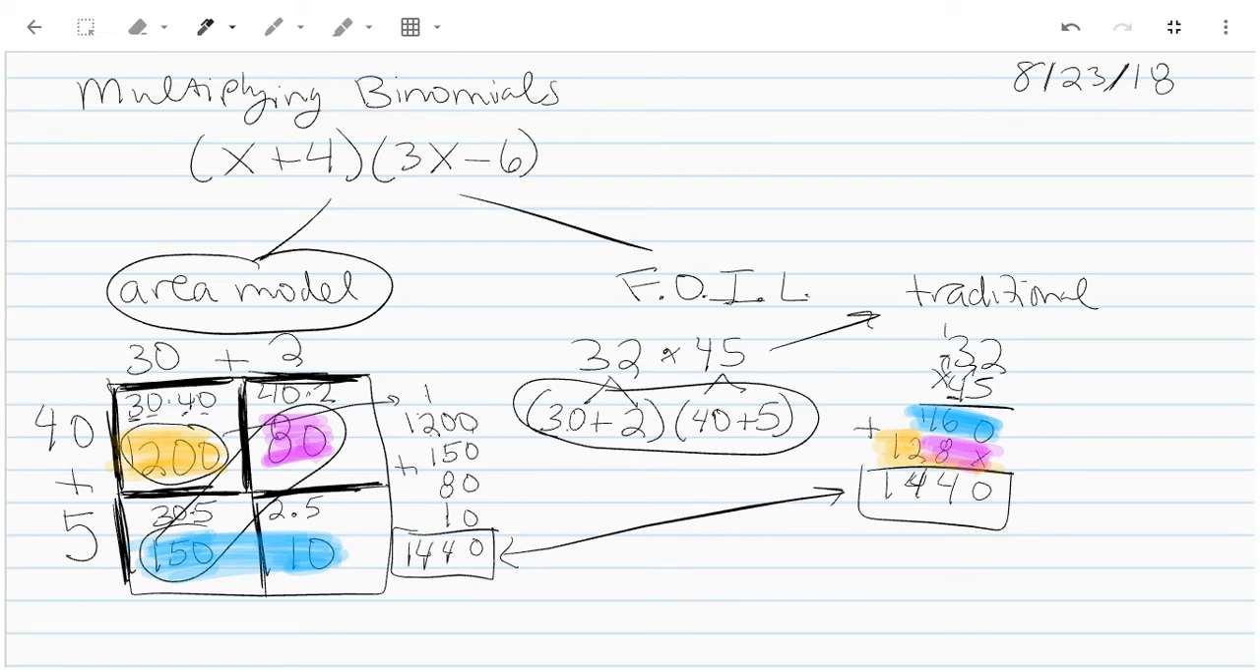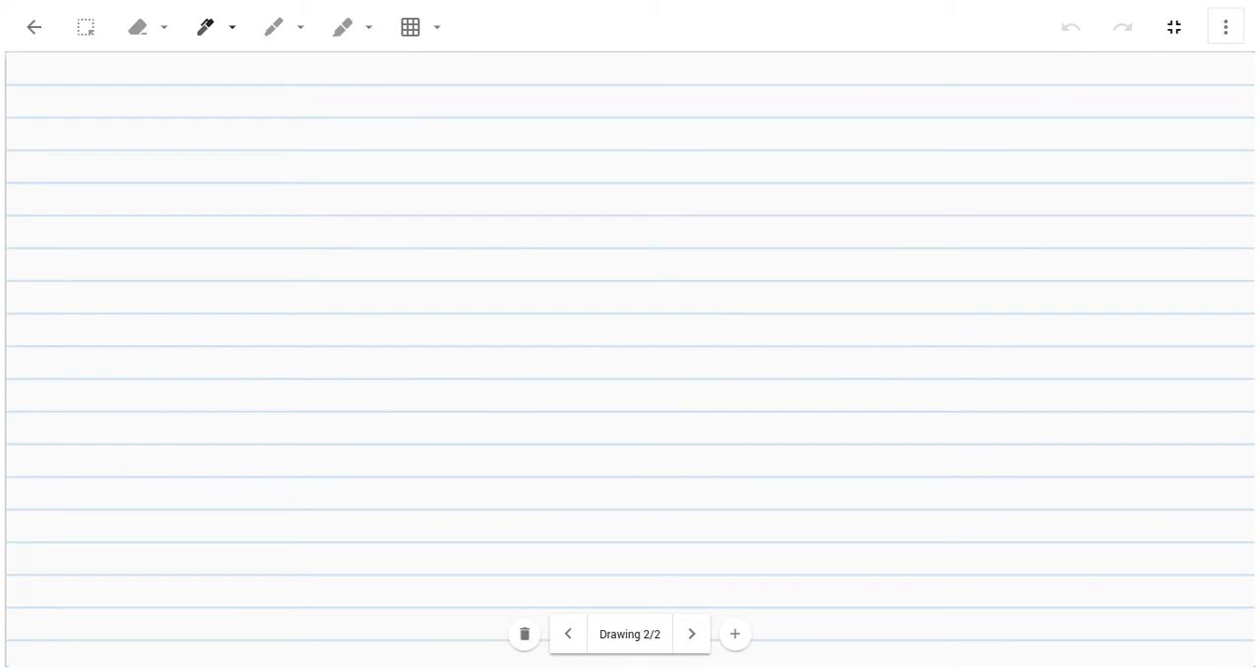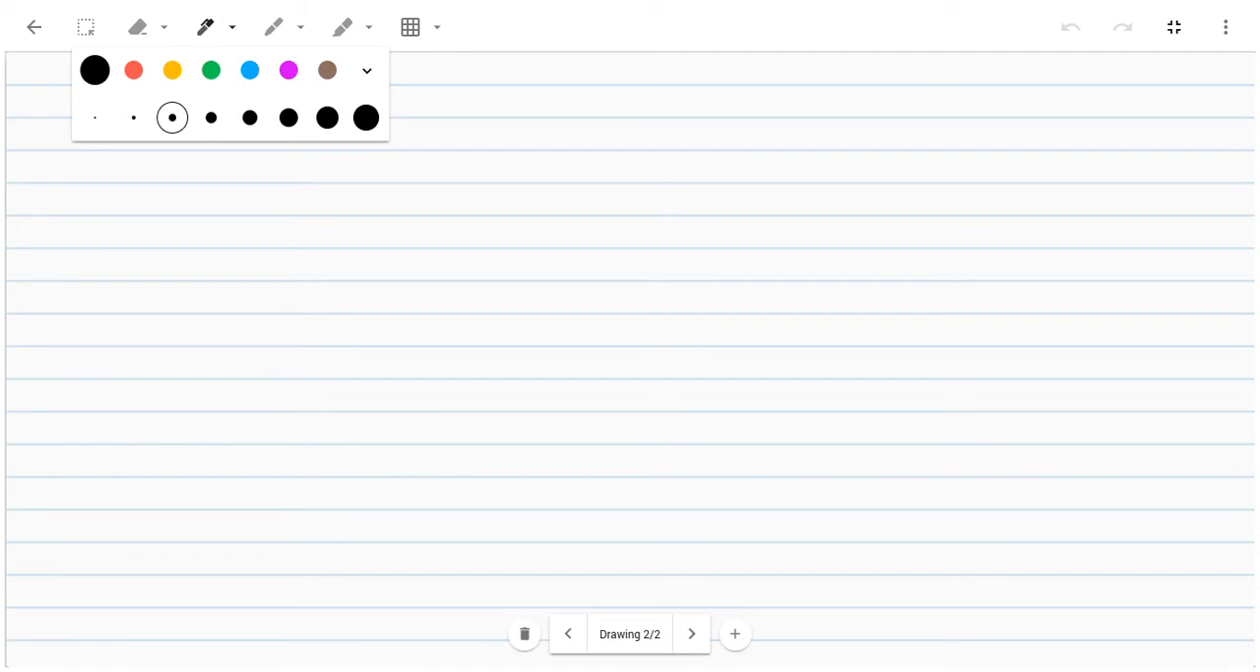So I'm going to just add a page to this. You can keep going underneath if you'd like. And so now I'm going to go back to my pen, and I'm going to make it a little bigger.